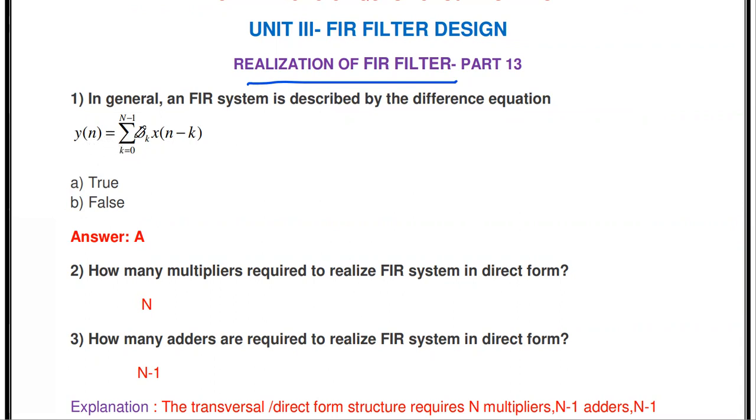The first question: in general, an FIR system is described by the difference equation y of n equal to summation k equal to 0 to n minus 1 bk x of n minus k. True or false? It's true. An FIR system is a system having a finite number of impulse responses, and the discrete FIR system is described by the difference equation, where y of n is the output, x of n is the input, x of n minus k is the previous inputs, and bk is the filter coefficient.